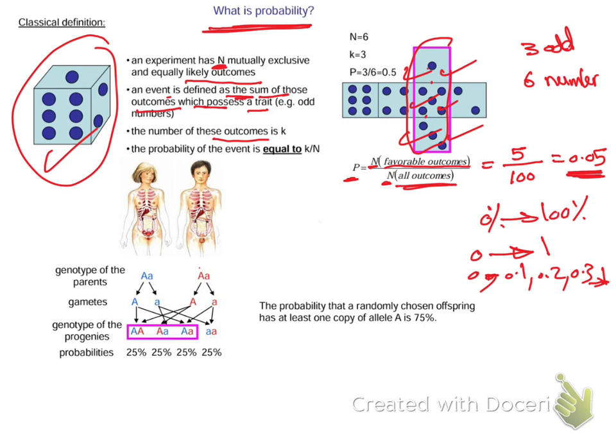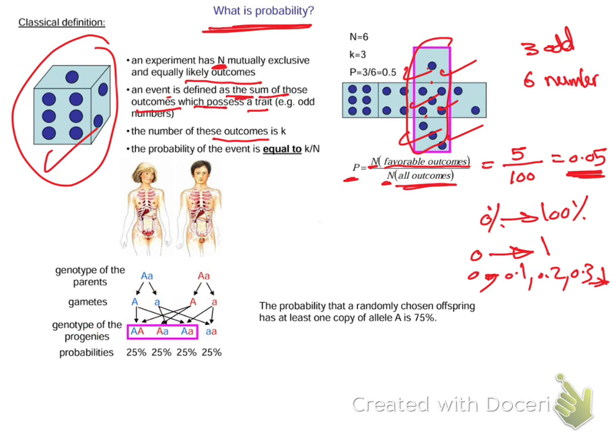Okay. So another example: in this example, the genotype of the parents is capital A small a and capital A small a. I'll get out the gametes, which are capital A, small a, capital A, small a. So we will get the genotype of the new offspring, the new generation. Okay, the genotype could be small a small a, or capital A small a, or capital A small a. So we'll have these 4 possibilities.